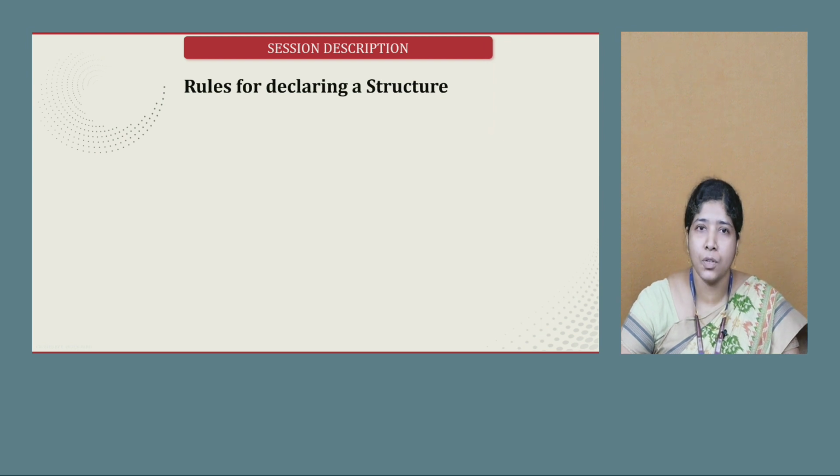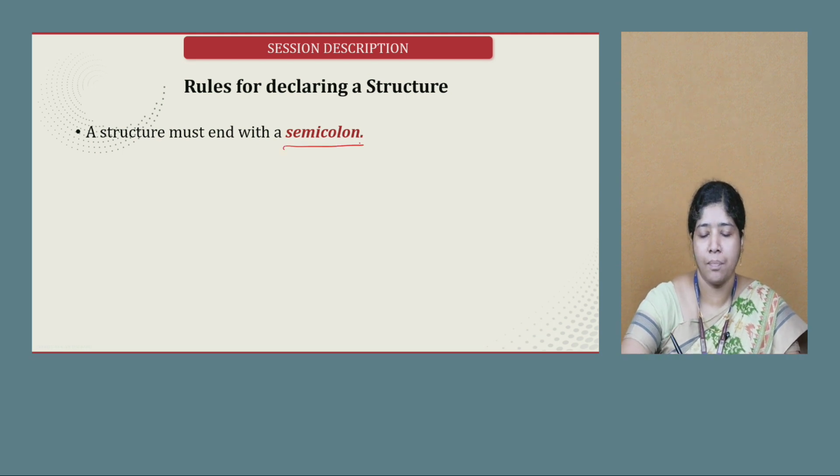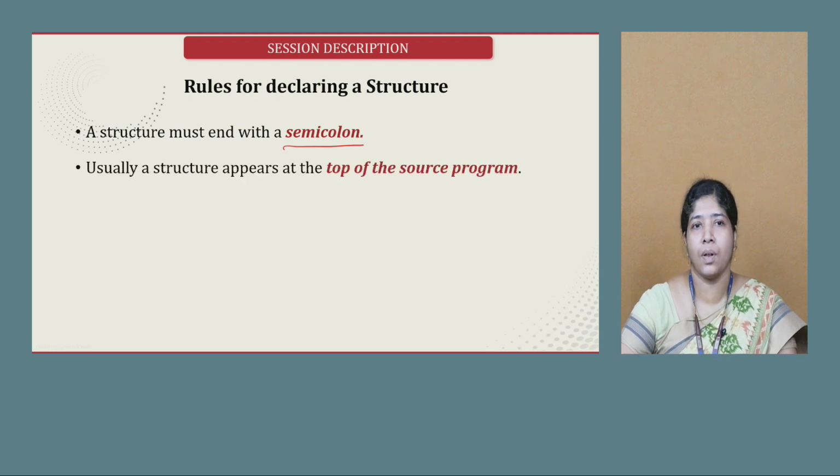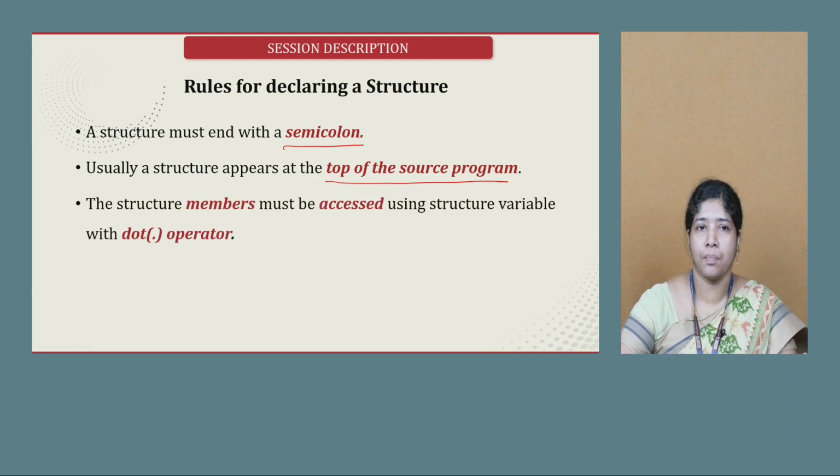Now, there are certain rules to declare a structure. The very first one is that every structure must end with a semicolon. At the end of the structure, it is mandatory that you end with a semicolon. Then always the structure appears at the top of the source program. You have to make a note of this one also. Then the members of the structure can be accessed using the dot operator.